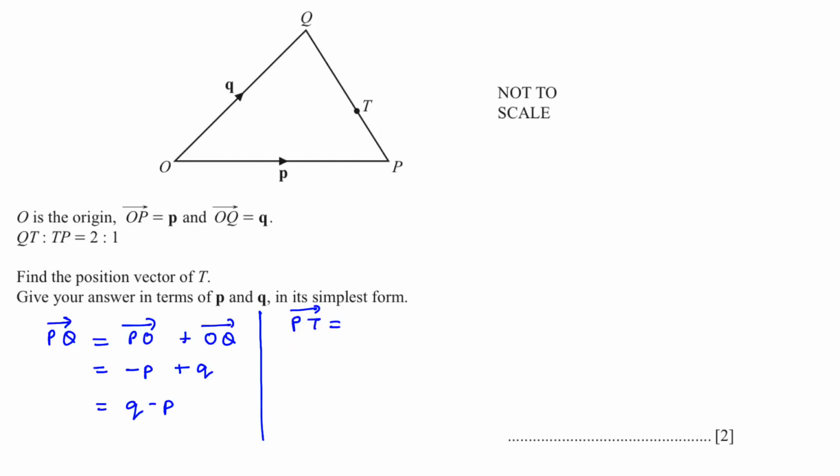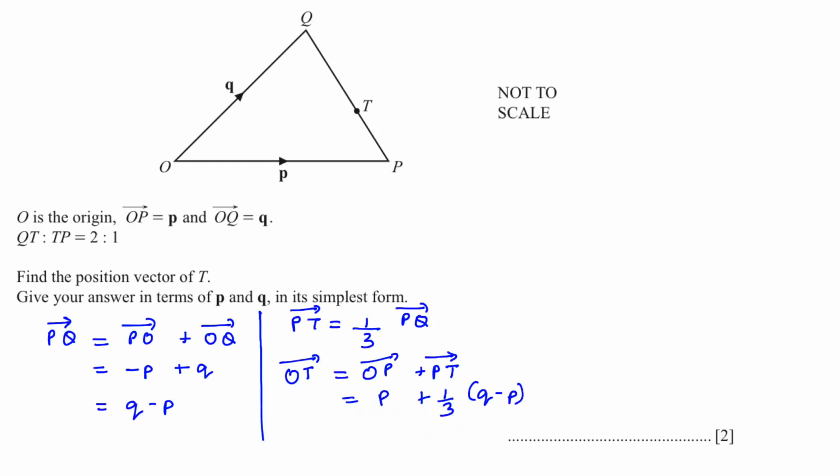Now to find PT. PT is 1/3 of PQ. We got that from here. You know that TP is 1. And to get the denominator, we add the top parts. So 2 plus 1, 3, 1/3 of PQ. Now for the position vector, we want OT. OT is equal to OP plus PT. OP is P and PT is 1/3 of PQ, which is 1/3 of Q minus P.